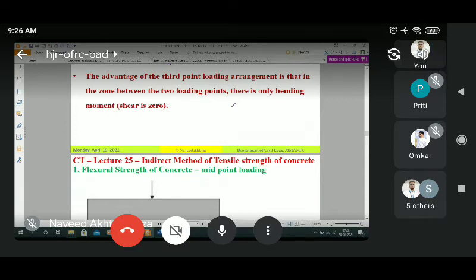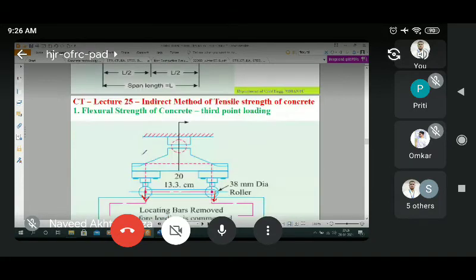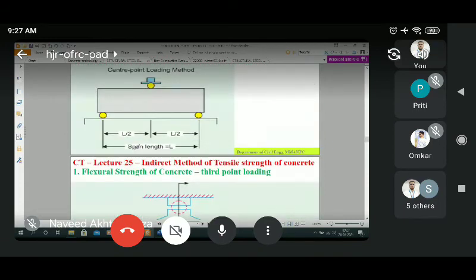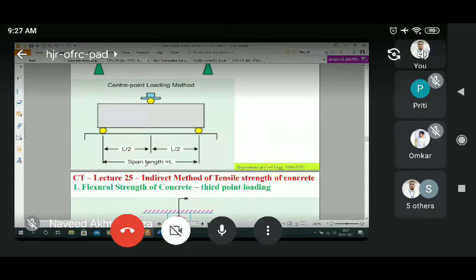Okay, now we will see the midpoint loading method. At the center of the specimen, the total length between the supports is your L, and the load is applied at the midpoint, that is L by 2 from the east support, L by 2 from the east support.